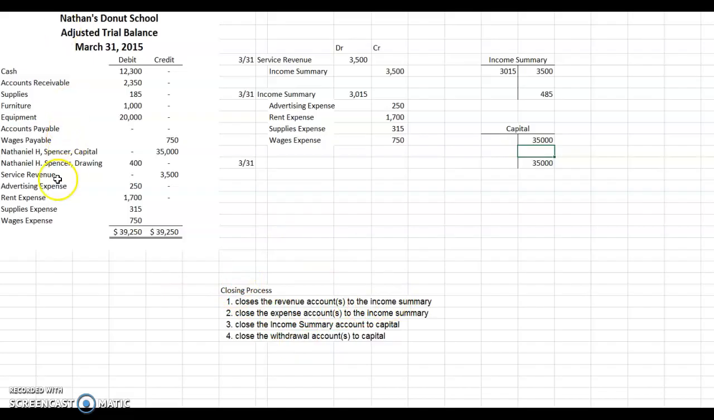Well, let's take a look at your revenue accounts. Service revenue is a credit. How would I close out that service revenue account? I would have to debit it. And if I debit my service revenue, I'm going to credit my income summary. So step number 1 is complete. We've closed out our revenue. Our revenue, once this transaction is posted, will now be 0.